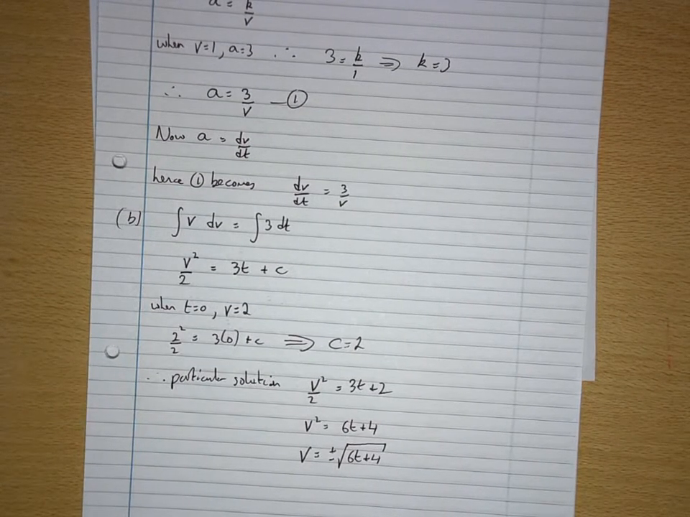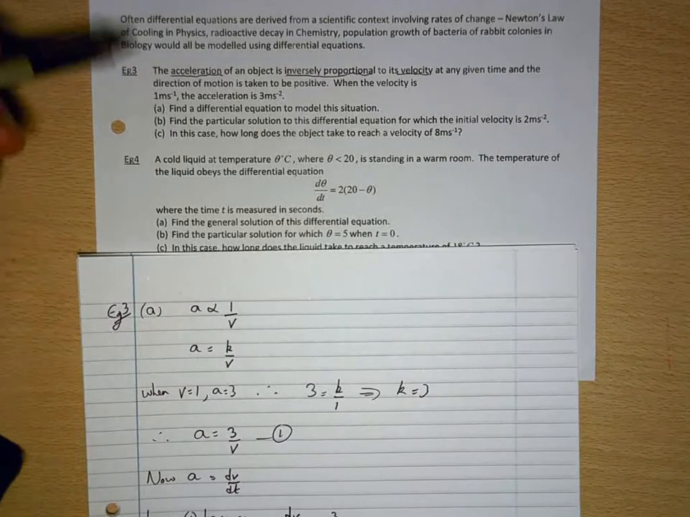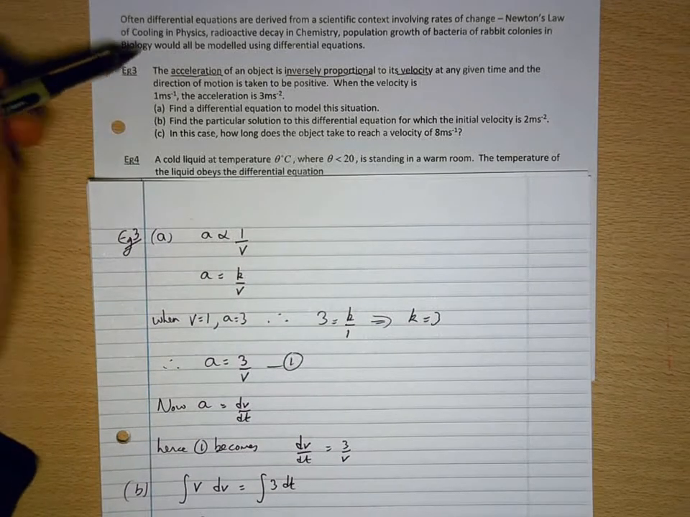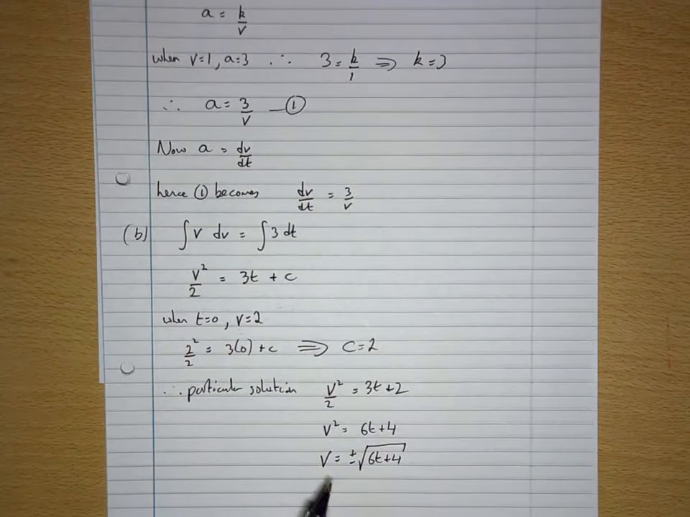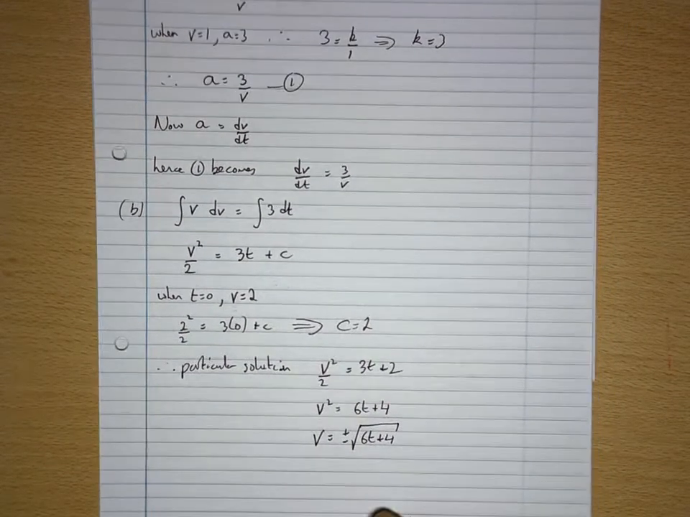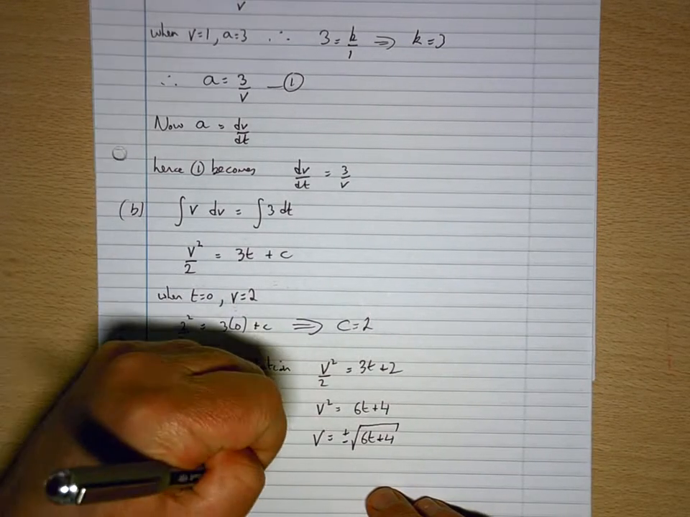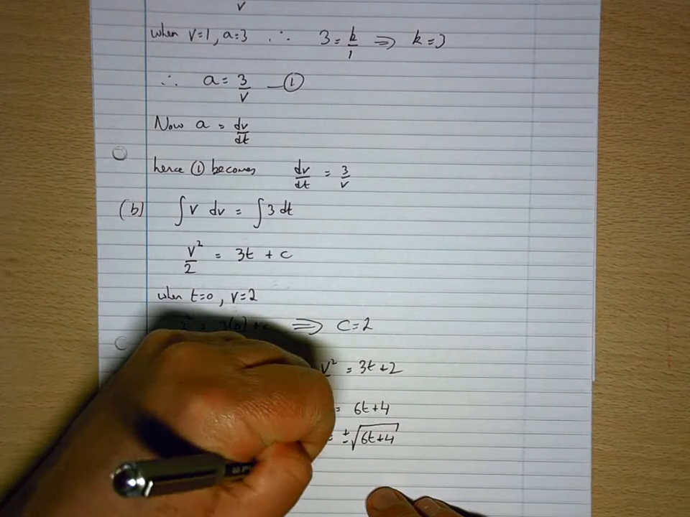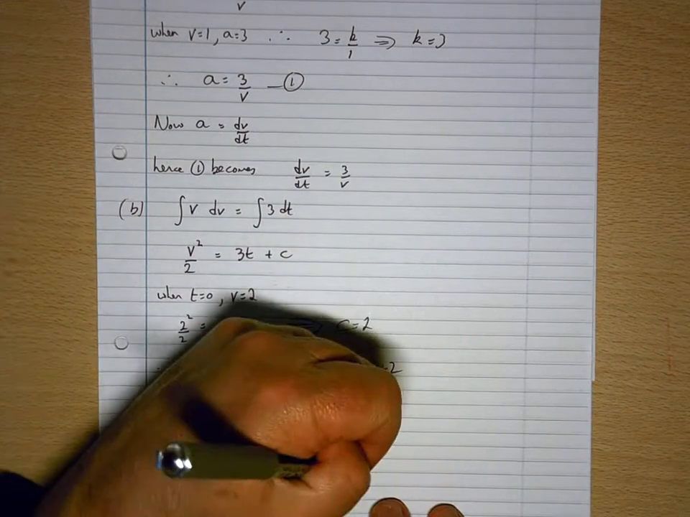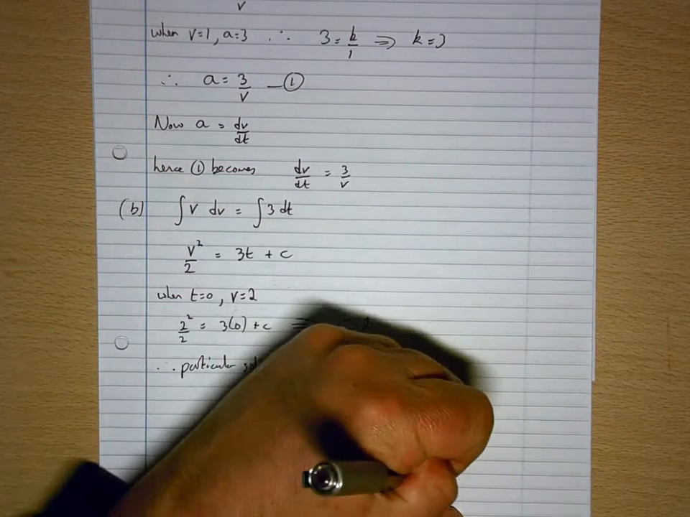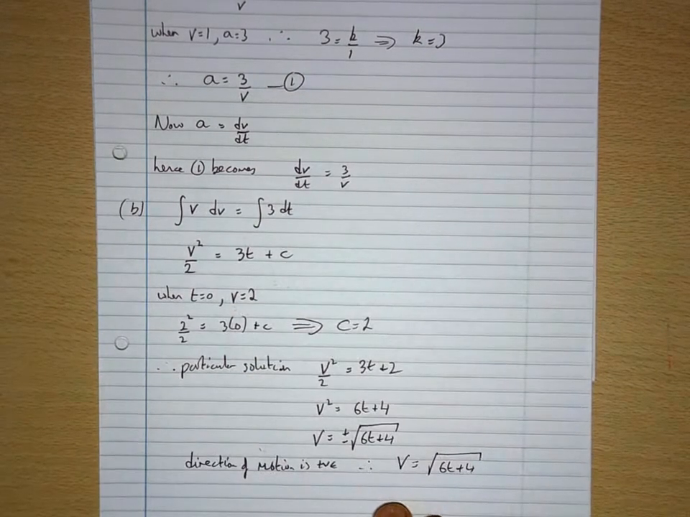When I square root I have to take the plus or minus, but then look for the context in the question, and the question is telling us that the direction of motion is positive. So the direction of motion is given to you by the polarity of the velocity. So the direction of motion is positive, therefore the particular solution for us is v equals the square root of 6t plus 4.